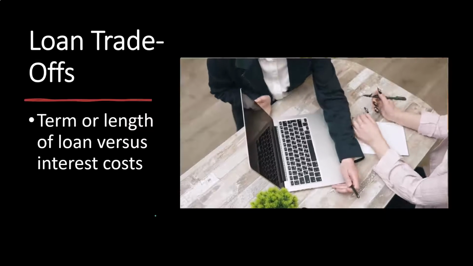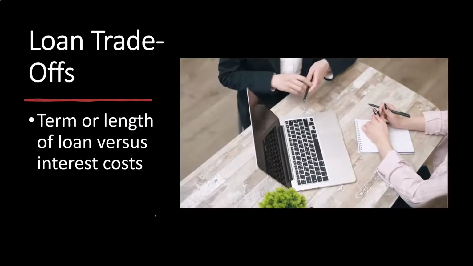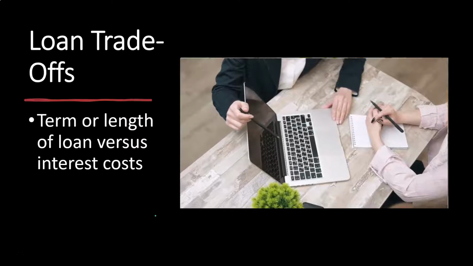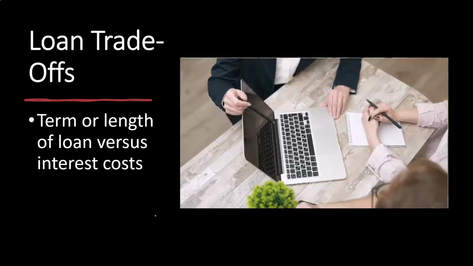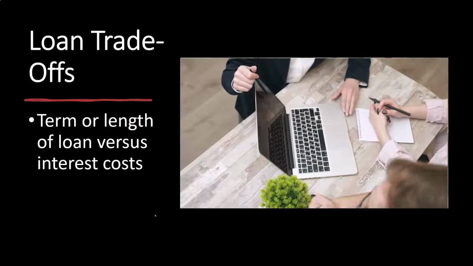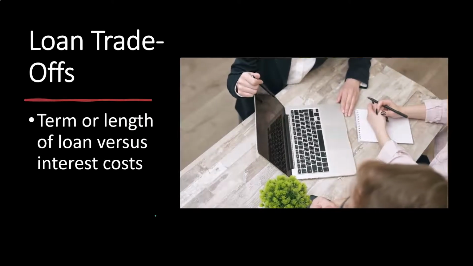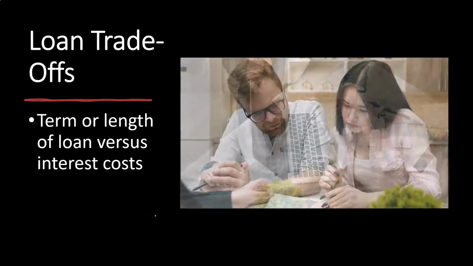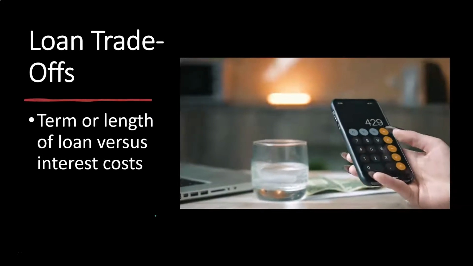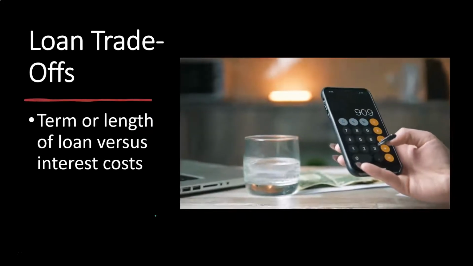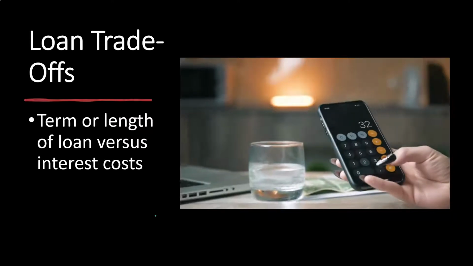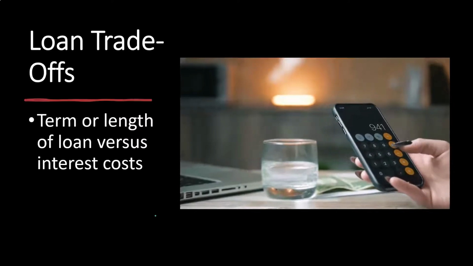Now, the trade-off is that if you had a shorter loan, then you'd generally be making higher payments because you'd be paying it off in a shorter time period. That means you're going to be paying off more of the principal with each payment, and you're going to be paying less interest. So you're going to pay less interest over the term of the loan with a 5-year loan versus a 30-year loan, because on a 30-year loan, you are financing it over a long period of time.